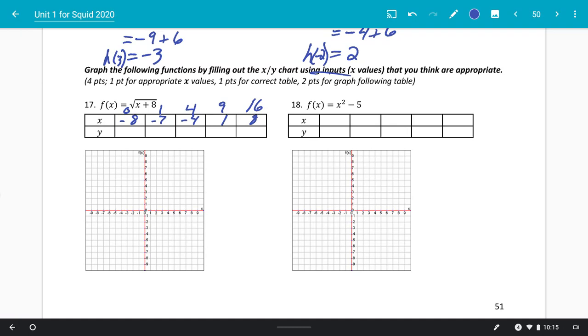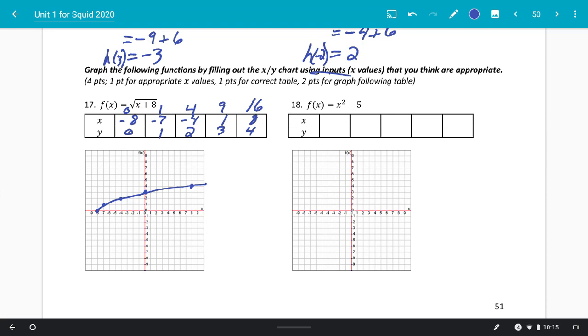Now, when I plug those numbers in, -8 plus 8 is 0. The square root of 0 is 0. -7 plus 8 is 1. The square root of 1 is 1. -4 plus 8 is 4. Square root of 4 is 2. 1 plus 8 is 9. Square root of 9 is 3, and so on. So then I plot those points: -4, 2, 1, 3, 8, 4. And there is my graph. Sometimes we call that a flare.